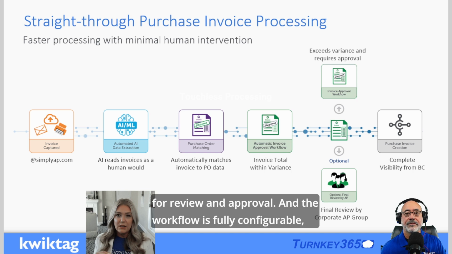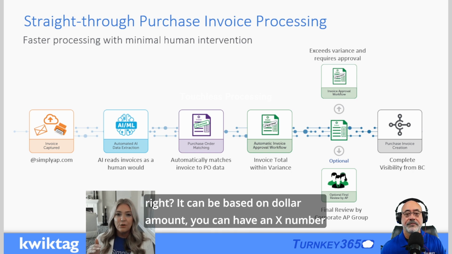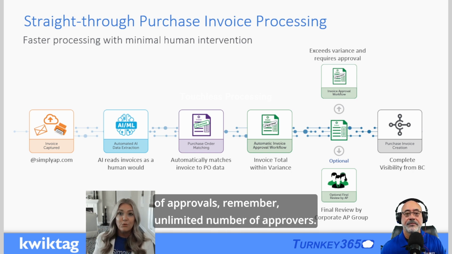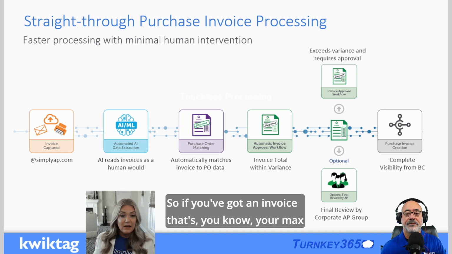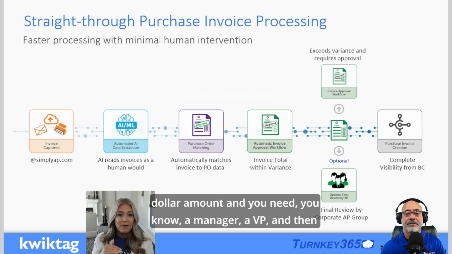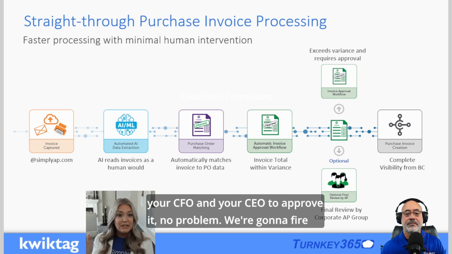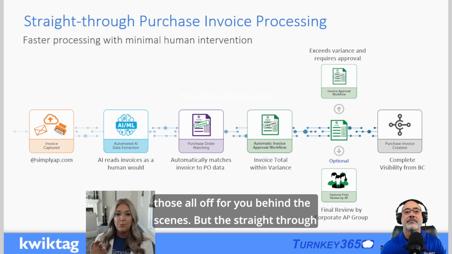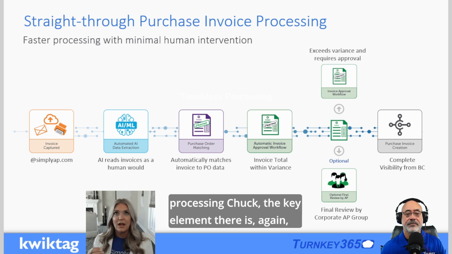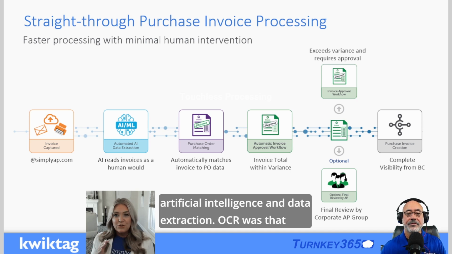And the workflow is fully configurable, right? It can be based on dollar amount. You can have an X number of approvals. Remember, unlimited number of approvers. So if you've got an invoice that's your max dollar amount and you need a manager, a VP, and then your CFO and your CEO to approve it, no problem, we're going to fire those all off for you behind the scenes. But the straight through processing, Chuck, the key element there is, again, artificial intelligence and data extraction.